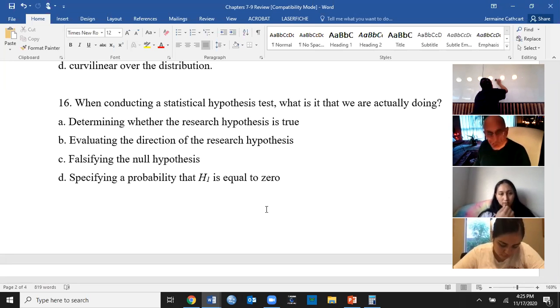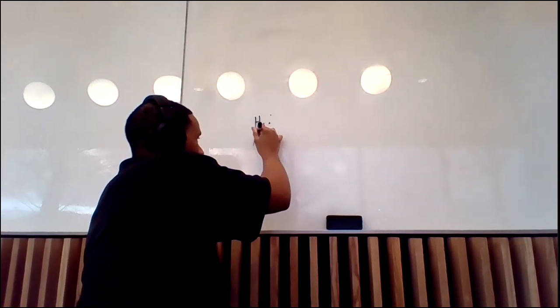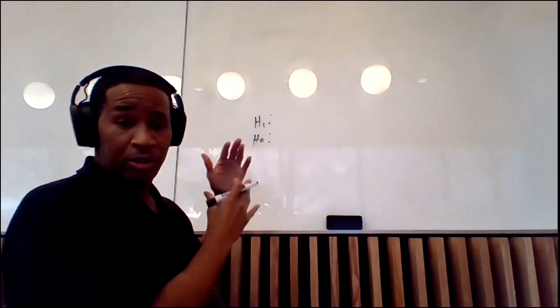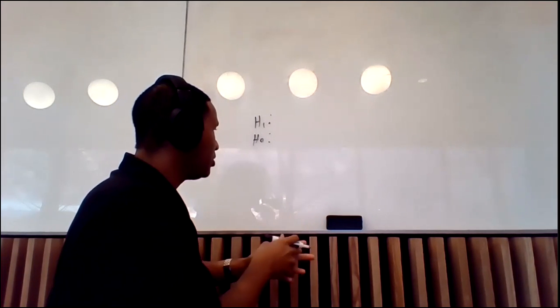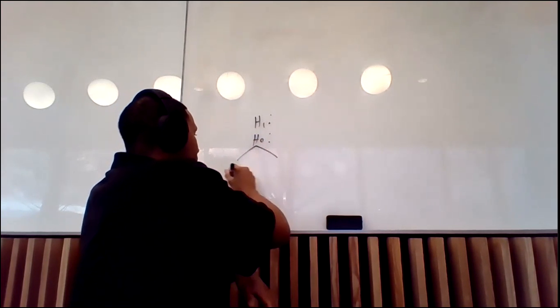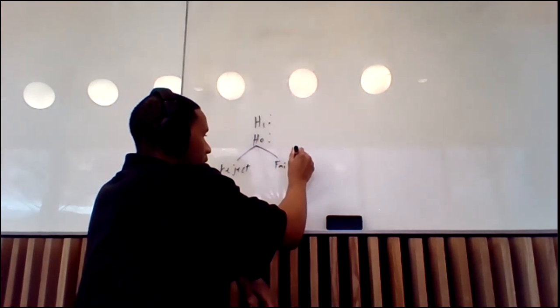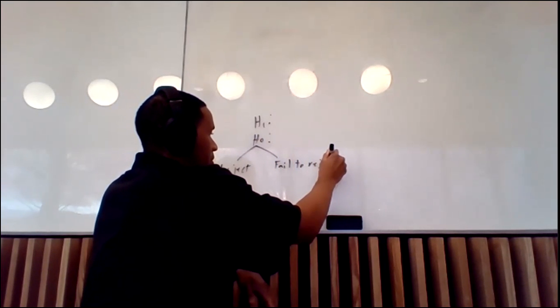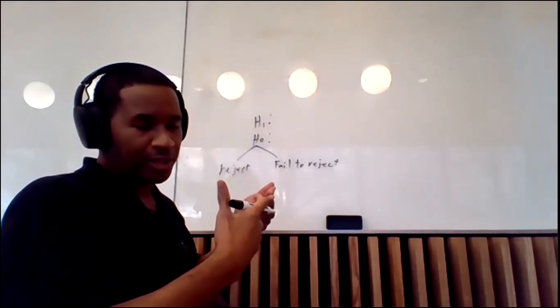16, when conducting a statistical hypothesis test, what is it that we are actually doing? Whether the research hypothesis is true? No. Even though sometimes people think that, when you write the research hypothesis, you write the research and then the null, but then you leave the research hypothesis alone, you don't touch it. The null hypothesis is what you test. So you have two options: you either reject the null or you fail to reject the null hypothesis. So you don't really do anything with the research hypothesis.